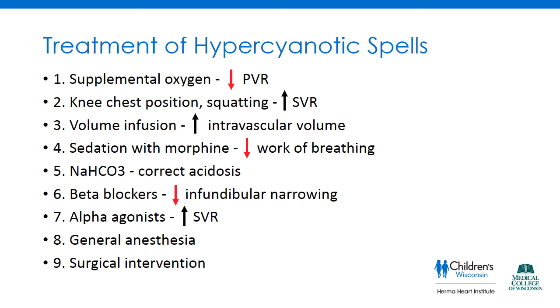Sometimes there's reports of beta blockers being helpful to improve their volume preload, as well as decreasing the infundibular narrowing. Alpha agonists to increase their systemic vascular resistance have also been used. But really, once patients start having hypercyanotic spells, they really need surgical intervention.